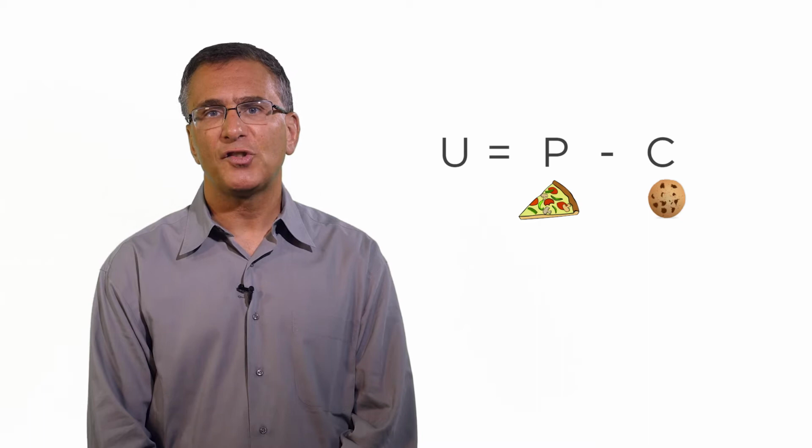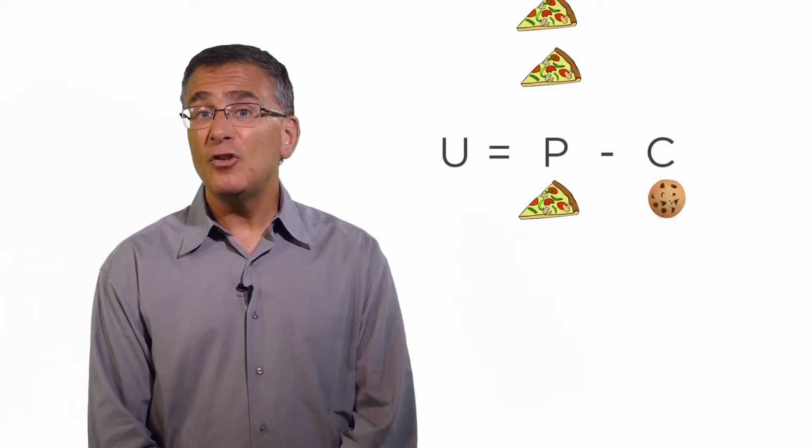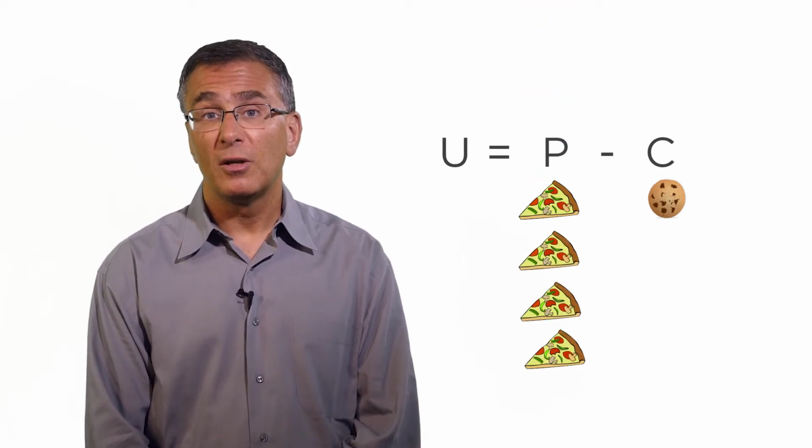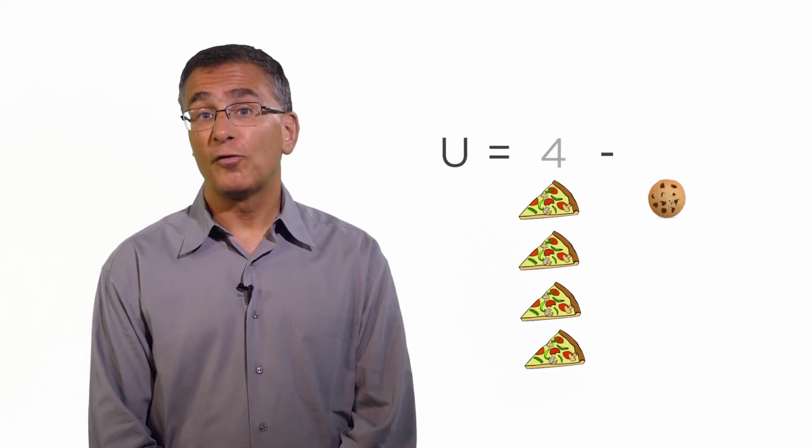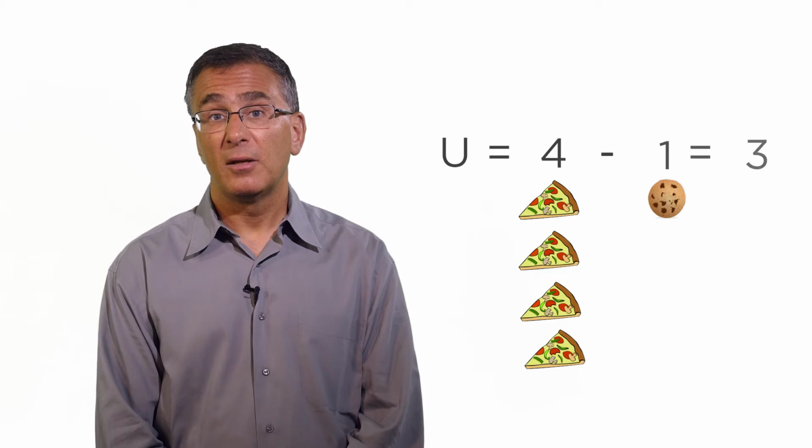Let's use cookies and slices of pizza and try to come up with a function that shows how happy you are with different amounts of each good. What if your utility function looked like this? U equals P minus C. Let's say you start with 4 slices of pizza and 1 cookie. What's your utility? U equals 4 minus 1 equals 3.